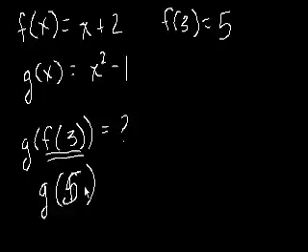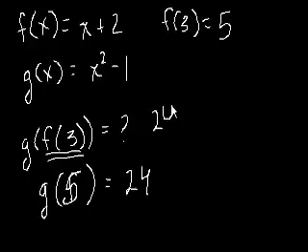Sorry for a little bit of messiness, right? So then what's g of 5? Well, then we take this 5 and we put it in place of this x, right? So g of 5 is 5 squared, 25 minus 1, which equals 24. So g of f of 3 is equal to 24.